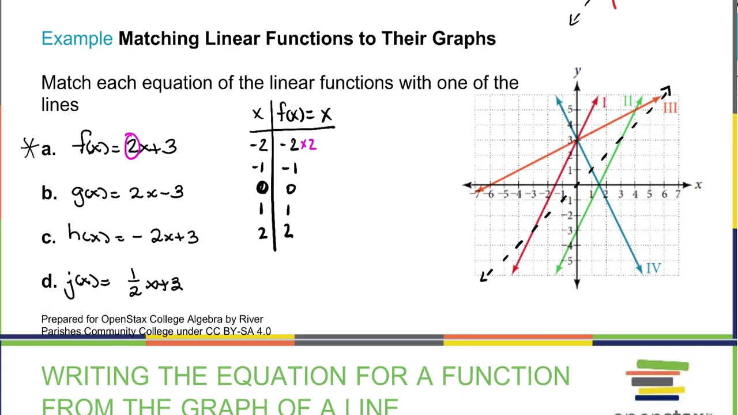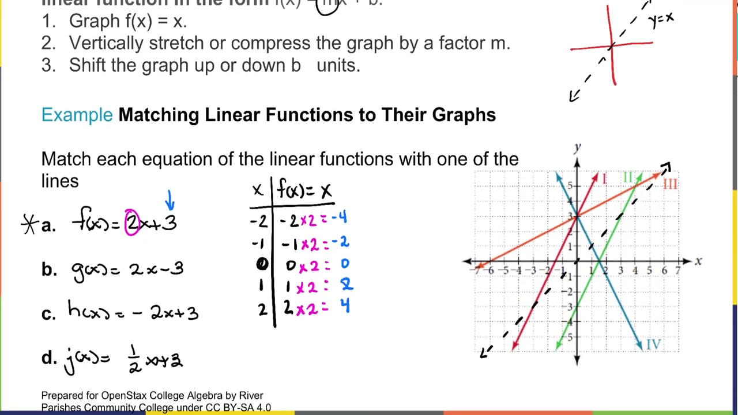So I'm going to multiply all of my y's by 2. And my new y coordinates are negative 4, negative 2, 0, 2, and 4. And from there, this number here tells me to do a shift.